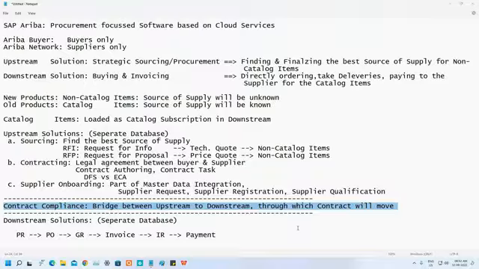Okay, Manoj. That means whenever you're implementing Ariba for your client, and upstream and downstream are being used over there, contract compliance becomes a mandatory thing. Why does it become mandatory? Because the contract is there, and the contract needs to be consumed in downstream. So we need contract compliance.